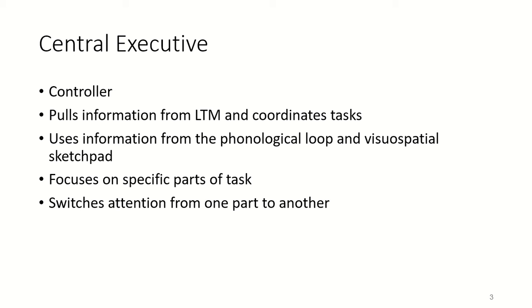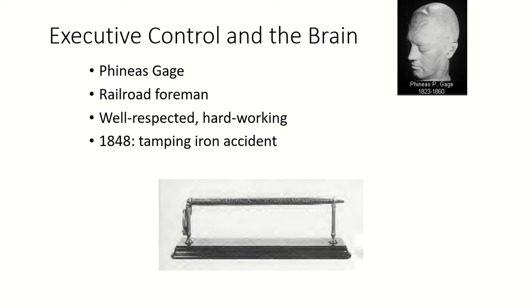Now, that's just within the working memory model, but executive processes are really omnipresent. We use those all the time, and they help us regulate our behaviors and be successful in the world. Now, what do we know about executive processes, and especially where are they located in the brain?